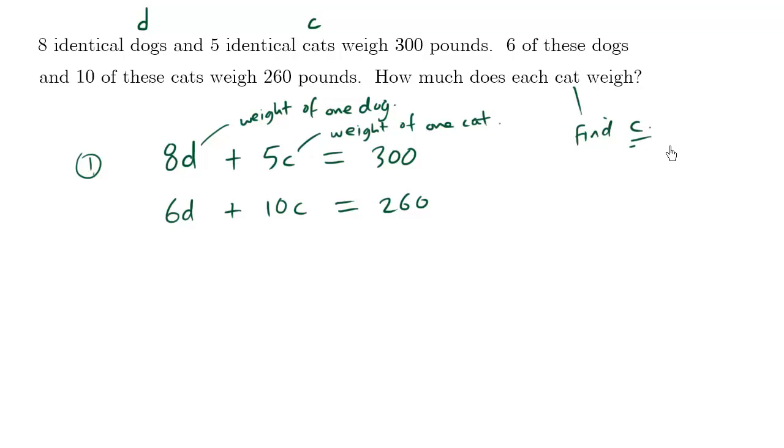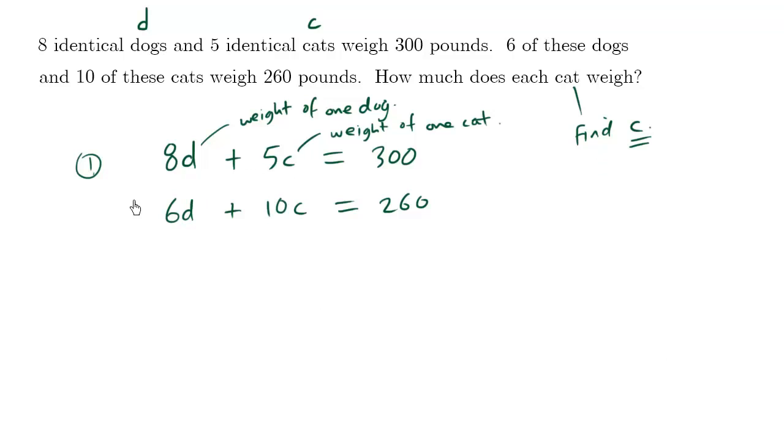Find C. And of course this question could have easily been find D. Or perhaps the question could have been find the total weight of one cat and one dog, in which case you would find C plus D. But this question here is finding C.